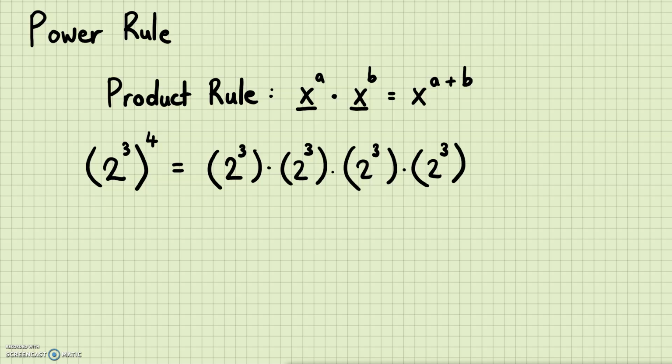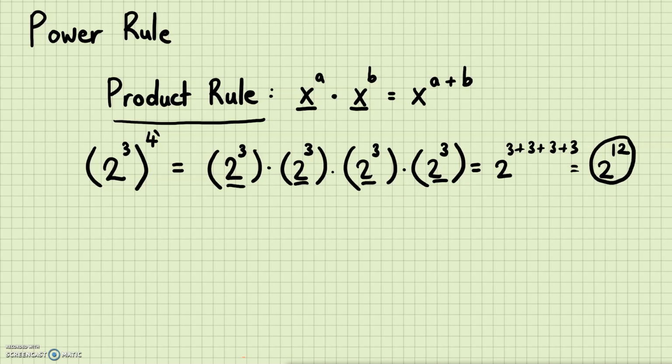Now, using the product rule that we have up here, we can say that because these all have the same bases, they all have a base of 2, this is going to equal 2 to the power of 3 plus 3 plus 3 plus 3, which indeed is going to equal 2 to the power of 12. Now, if we compare our answer here with our original question, how did you get 12 from 3 and 4, looking at the exponents? And you'll see that 3 times 4 equals 12.